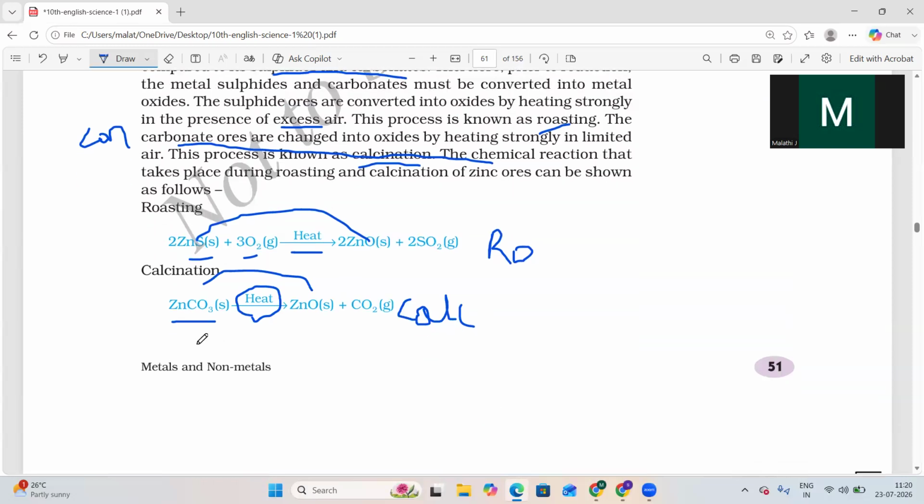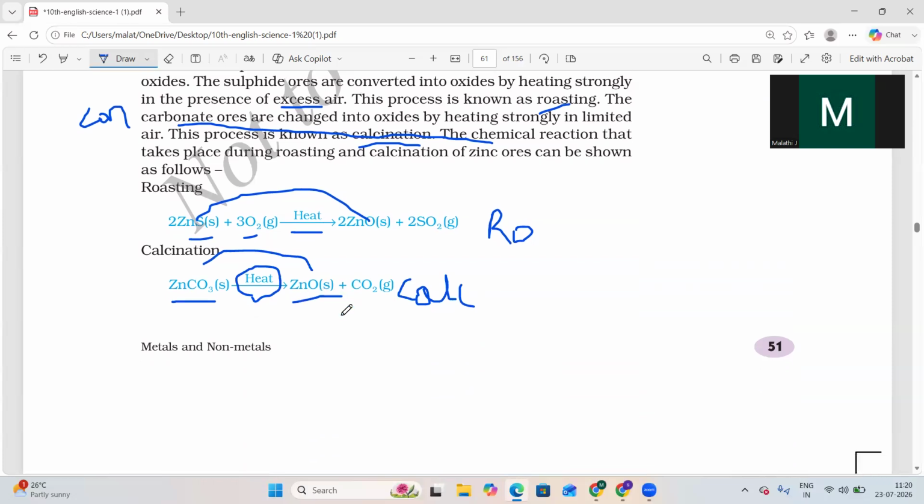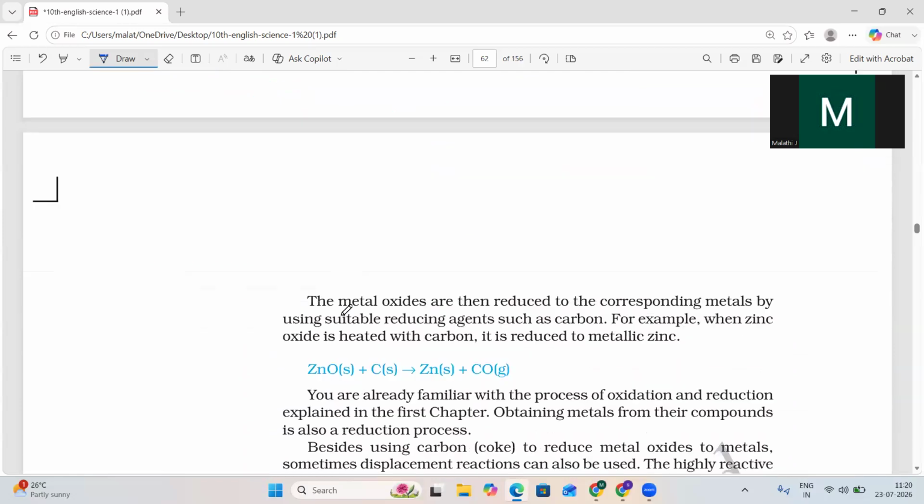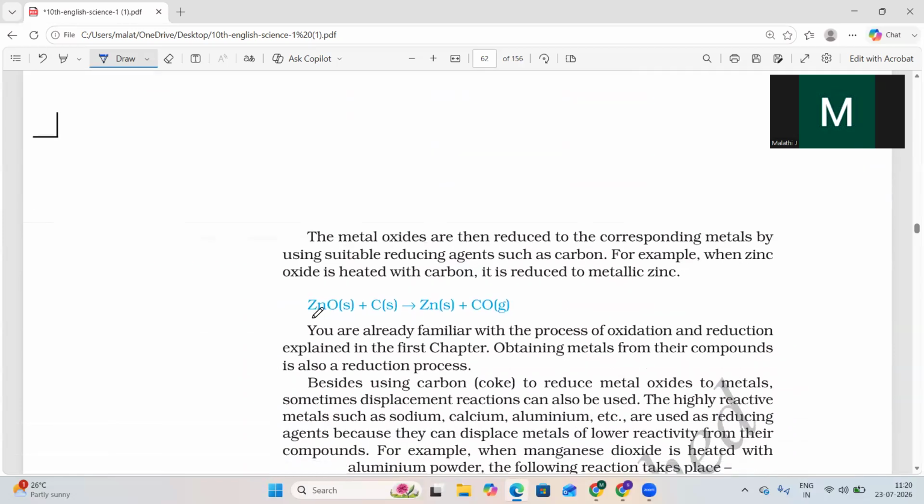These two you have to do. First you have to convert the ores, that is carbonate ores and sulfide ores, into oxide ores. Then, as usual, we use reducing agents. The metal oxides are then reduced to the corresponding metals by using a reducing agent. Here we are using carbon as a reducing agent. When zinc oxide reacts with it, what will happen? Carbon, which we are using as a reducing agent, will reduce it.